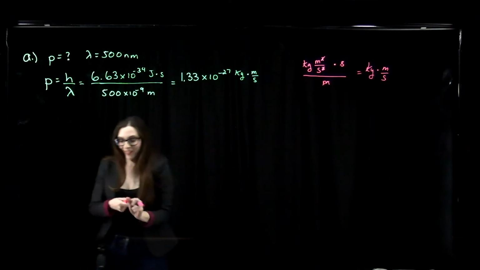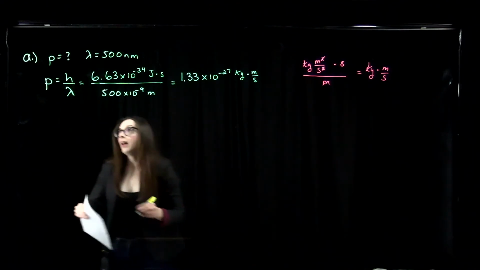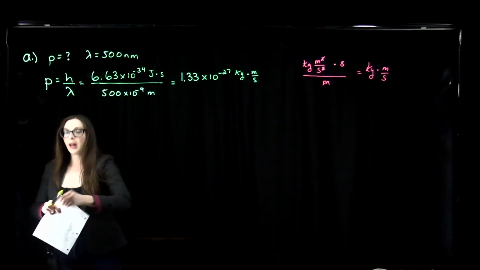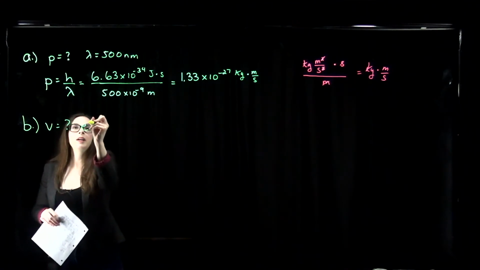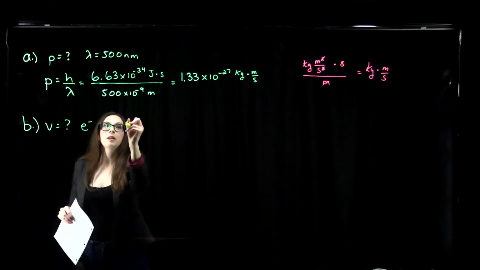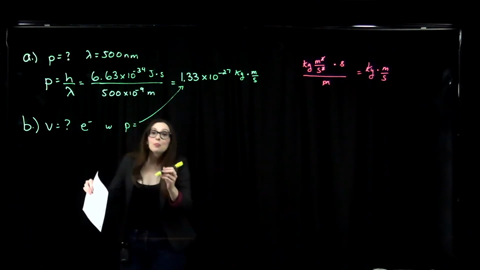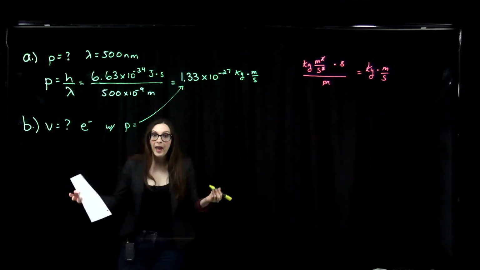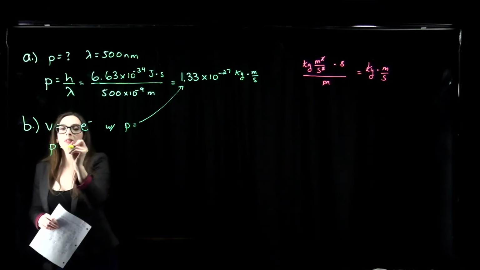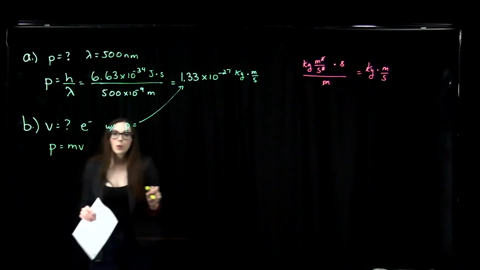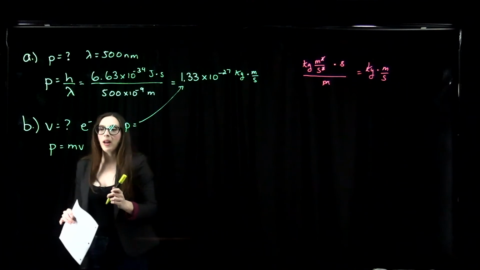So I'm good. For part B, find the velocity of an electron having the same momentum. V equals question mark for an electron with P equal to the same momentum here. All right. Because an electron has mass, we can use our standard definition for momentum. Momentum is equal to mass times velocity. We need to solve this for the velocity of our electron. So we divide both sides by m.